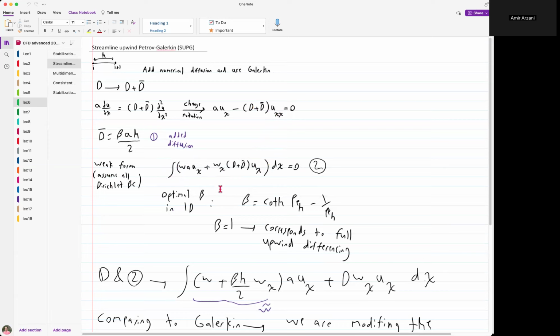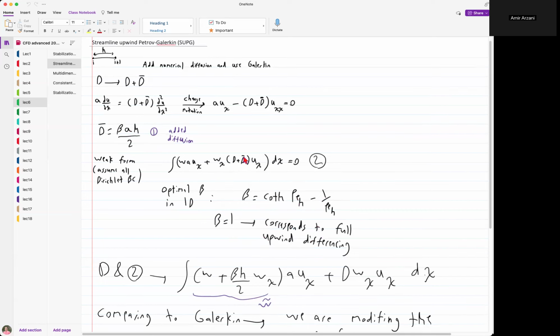And it turns out that you can prove that the optimal value of beta in 1D is given by this formula: coth of the grid Peclet number minus 1 over the grid Peclet number. So if you select this value for your free parameter beta, for the amount of artificial diffusion you're adding, which actually depends on the grid Peclet number, then you can get the best result. Essentially, you can get nodal exact solutions. And also, if you just select beta equals 1, which is what we've previously seen in our previous lectures, you're going to get the full upwind finite difference. So in 1D, of course, you're going to get something equivalent to the upwind finite difference.